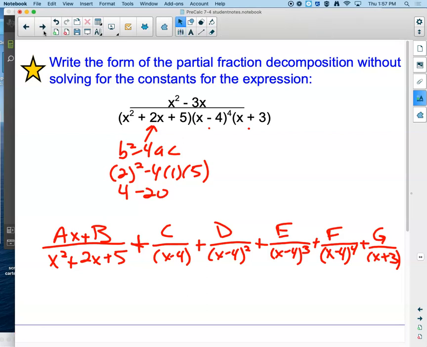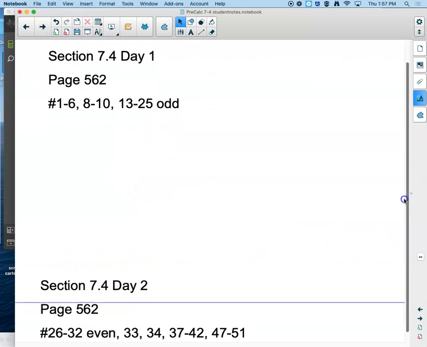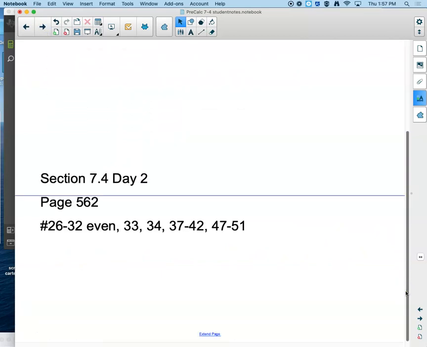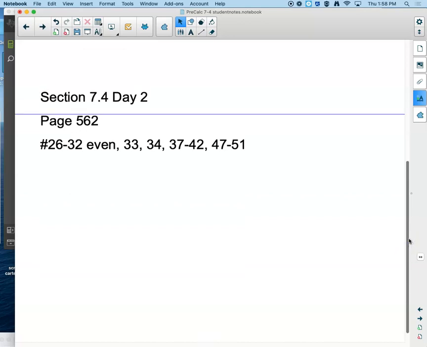So that will finish up the second day of 7-4 with partial fraction decomposition. So we're just using more of the partial fraction decomposition. We're using this to say, how does this help us with different things? And one of those pieces was applying this to the graphs. So that is 7-4.